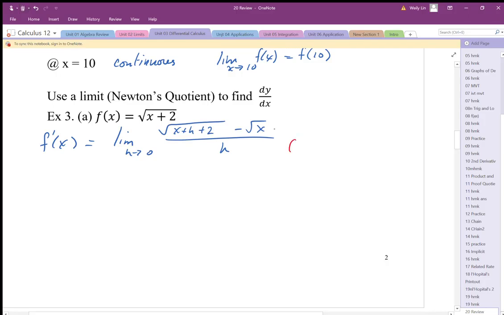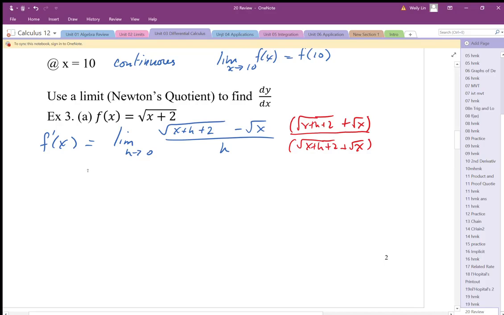So here we want to get rid of this square root. So we want to use the conjugate square root. Okay, so if we use the conjugate, x plus h plus 2 plus root x plus 2, what we end up with is a difference of squares, and the difference of squares will get rid of the square roots in the numerator. And by doing that, we free up that h in the numerator, and hopefully we can get something that cancels out, and we'll end up with some factor of h.